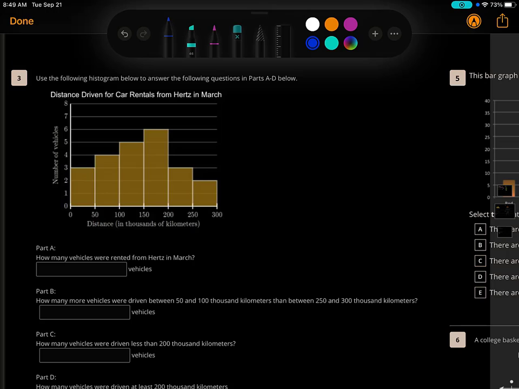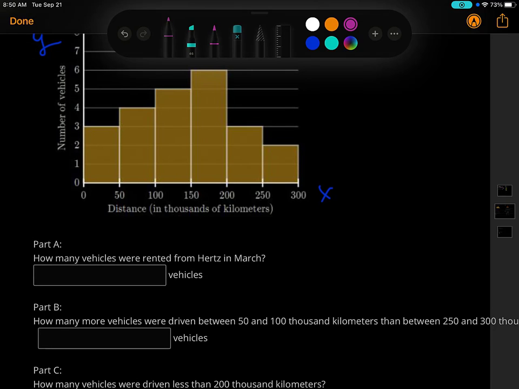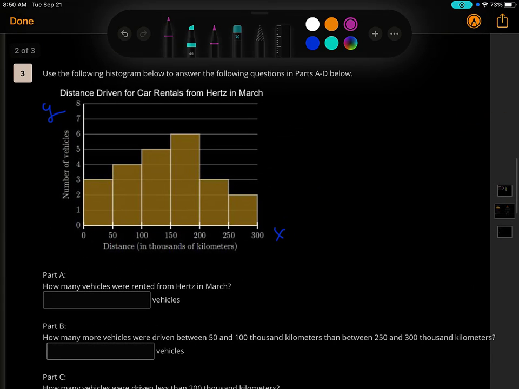Question number 3. Use the following histogram below to answer the following questions in parts A through D. Distance driven for car rentals for Hertz in March, so distance on the X and number of vehicles on the Y. How many vehicles were rented from Hertz in the month of March? So I'm just going to count them up. 3, 4, 5, 6, 3, 2. And if I add all of those up, 3 plus 4, 7, 12, 18, 21, and 23 vehicles is our answer.